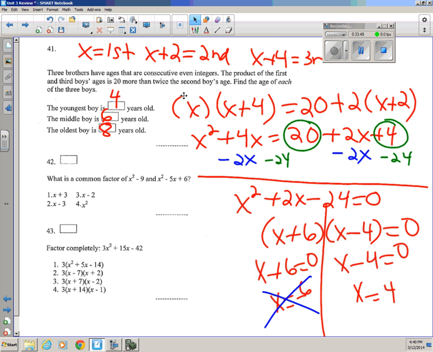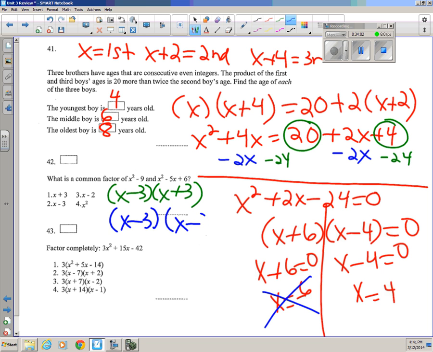What's the common factor? Well, you got to factor them first. This is difference of squares, x minus 3, x plus 3. The other is going to be x minus 3 and x minus 2. Well, don't they share the same parentheses? They do. They both share that one, choice 2.